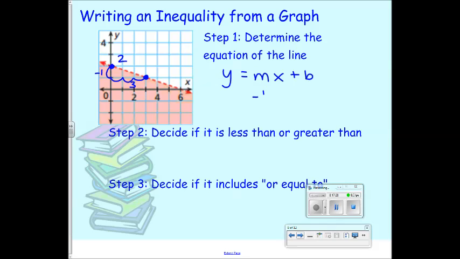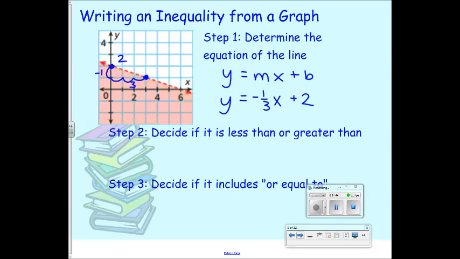So that's the equation. Only this isn't just an equation, it's an inequality. So all we have to change is the sign right here. What do you think? Less than or greater than? Less than? Why do you think less than? Because it looks like it's underneath it. So we'll try that. We'll put y is less than negative 1/3 x plus 2.